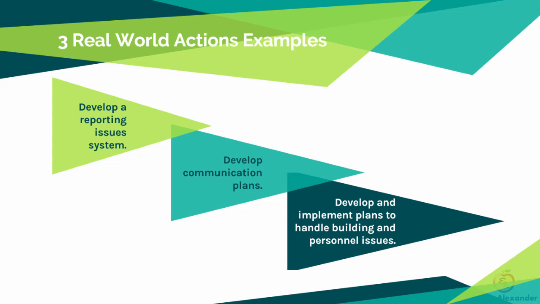Such as a student dying or anything like that. How do you get that type of information to your teachers to where it's not public and it's not sensationalized, but you have that emergency information to give them? So developing those different communication plans. What do you do if we're off of school and something happens? So just developing those different communication plans and developing and implementing your plans to handle building and personnel issues.